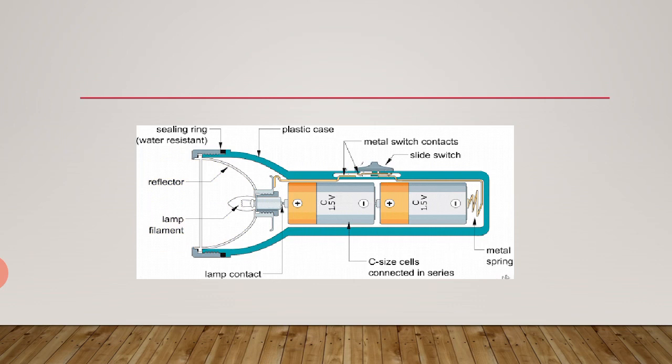Here the plastic casing is used as an electrical insulator. What an insulator means, you will study in the next slide, where I will explain what insulators and conductors are. See the diagram. In the torch there is a bulb, two dry cells, a slide switch, plastic casing, and reflectors as well.